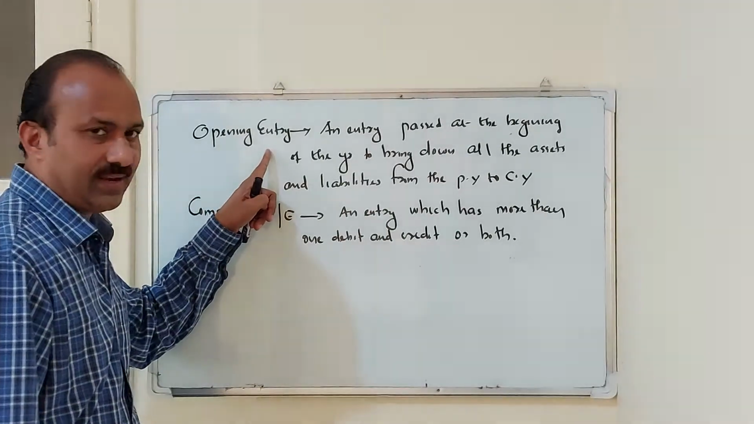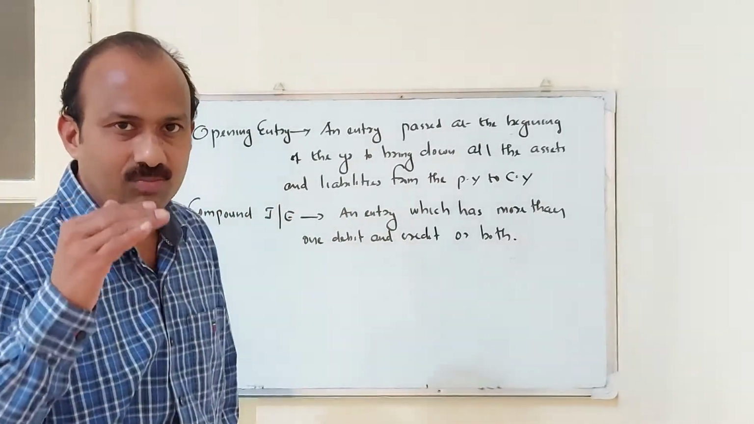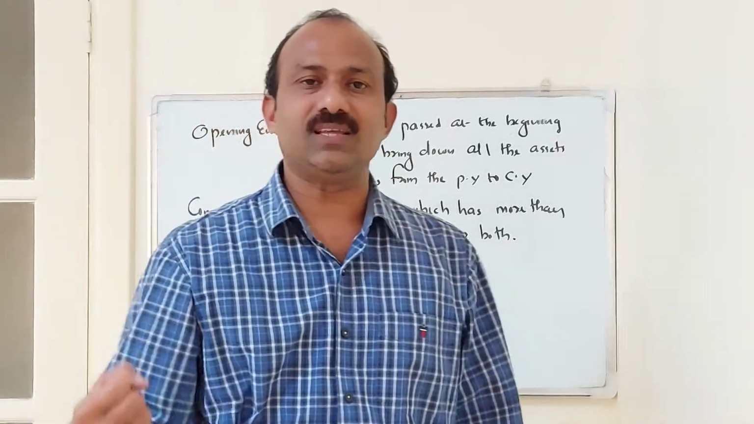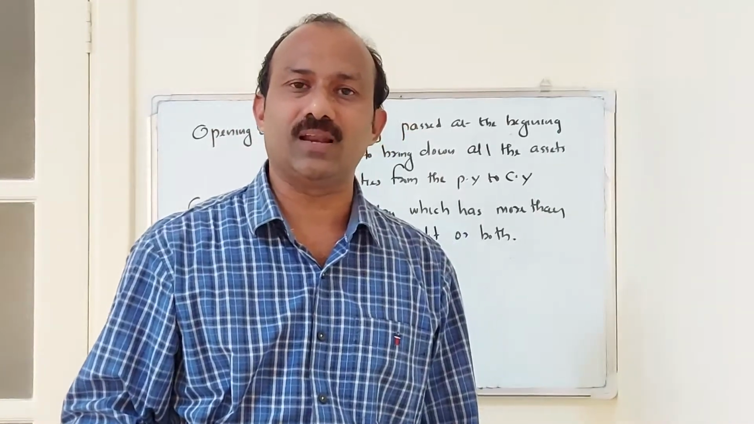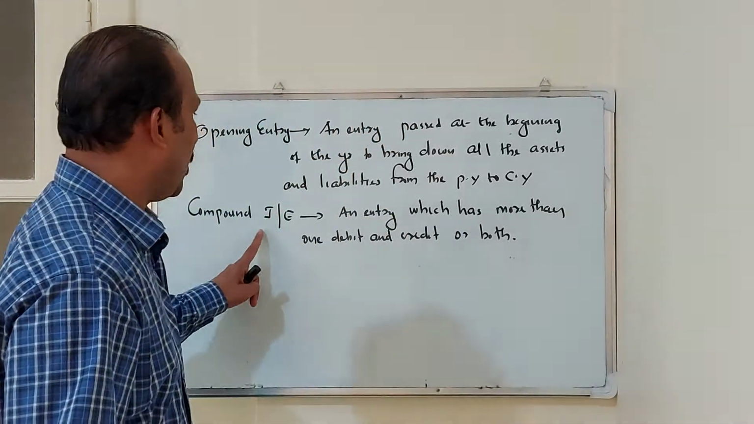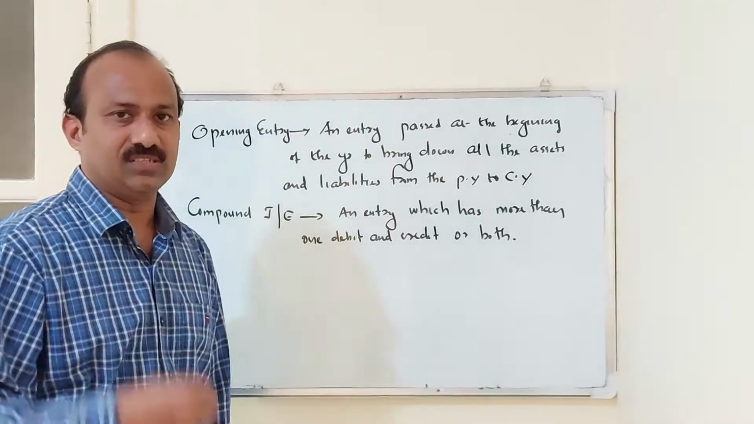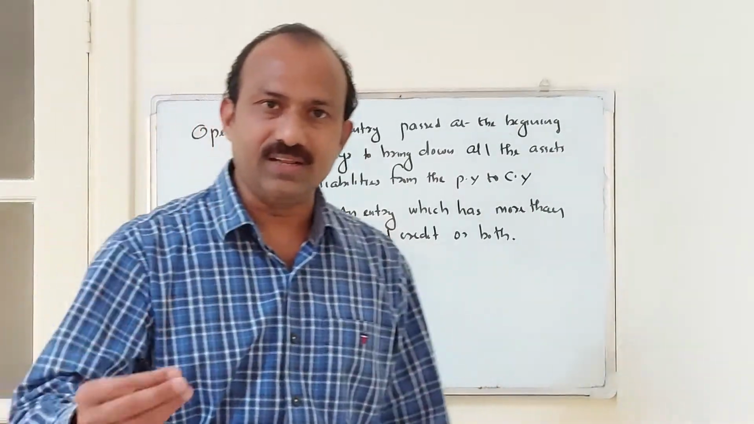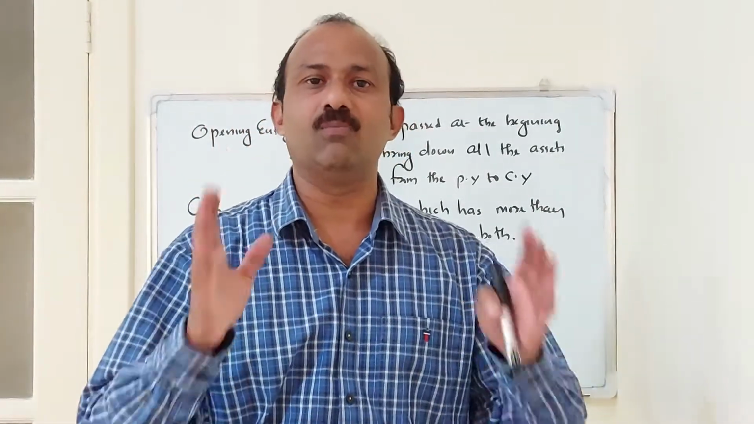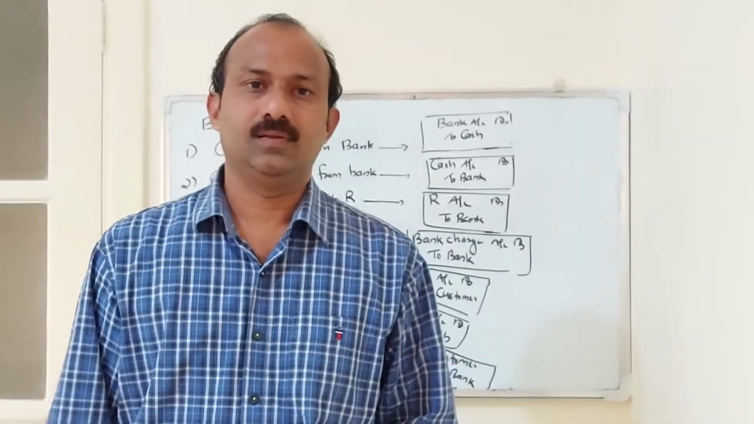First one is opening entry, an entry passed at the beginning of the year to bring down all the assets and liabilities from the previous year to the current year. And the second one is a compound journal entry, an entry which has more than one debit or credit or both.